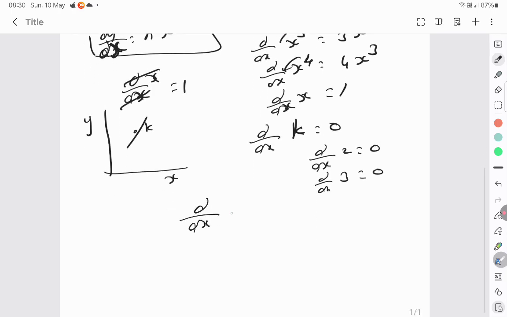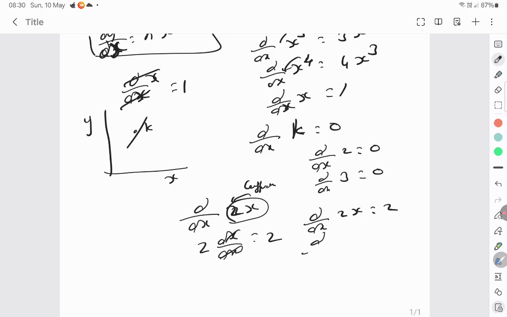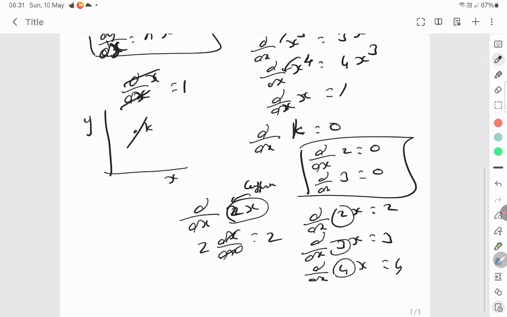Whereas with 2x, this is called a constant. No, this is called a coefficient. This becomes a linear function, 2x. The 2 can be taken out and dx by dx will become 1. So the answer is 2. Therefore, the differentiation of 2x is 2. The differentiation of 3x is 3. The differentiation of 4x is 4. This cannot be ignored because they are called coefficients. A mere constant only is 0. So you understood all this.